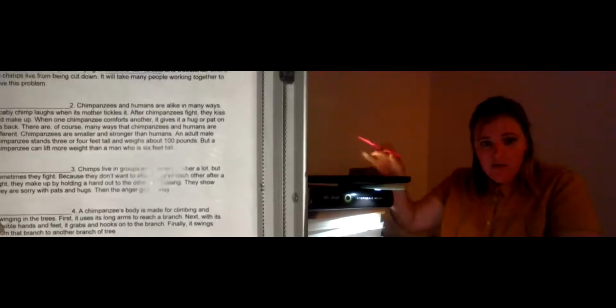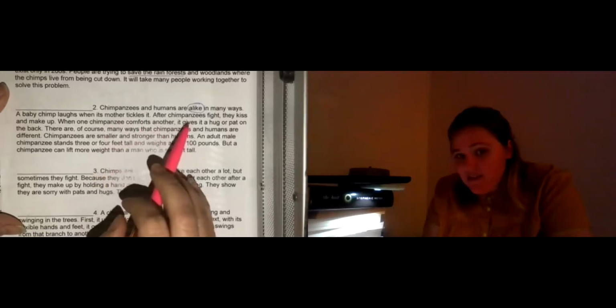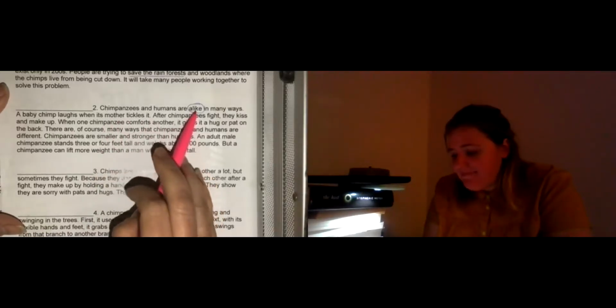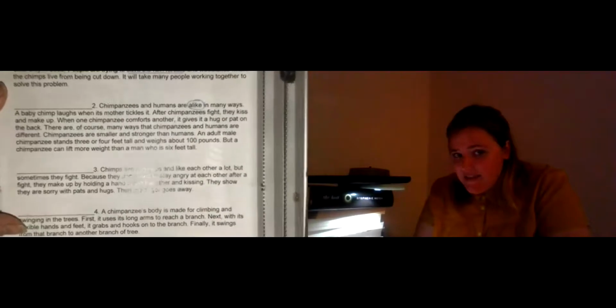Try to get that glare out of there. Okay. If you can, try reading along with me. Okay. Chimpanzees and humans are alike in many ways. Ooh. My brain is already thinking about those signal words that we just talked about, or words that might signal what this is going to be. I know that alike and different is one way that we say compare and contrast. So I bet that's a signal word.